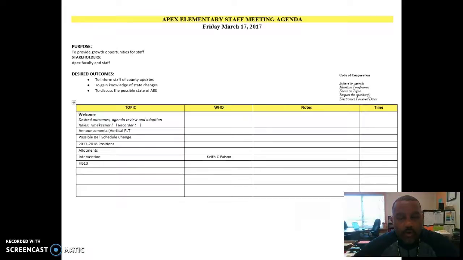First, vertical PLTs. I sent an email yesterday talking about a vertical PLT for April 19th, which is the Wednesday after we get back from spring break. The purpose of that PLT will be to begin planning those common instructional practices that we will have as a school moving into the 17-18 school year. We had one vertical PLT already talking about those strategies that we use currently and stated that we would come back. And this will not be the only vertical PLT.